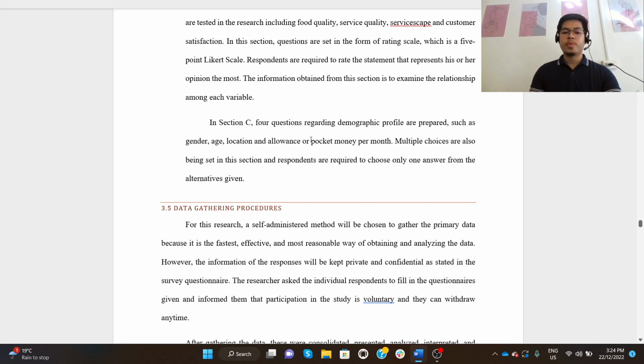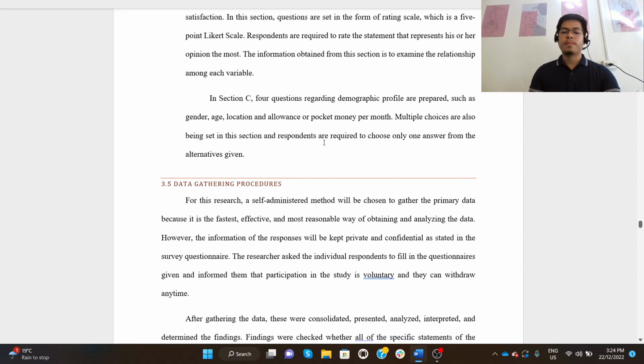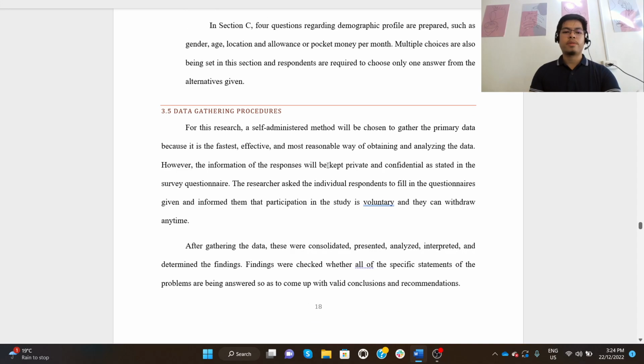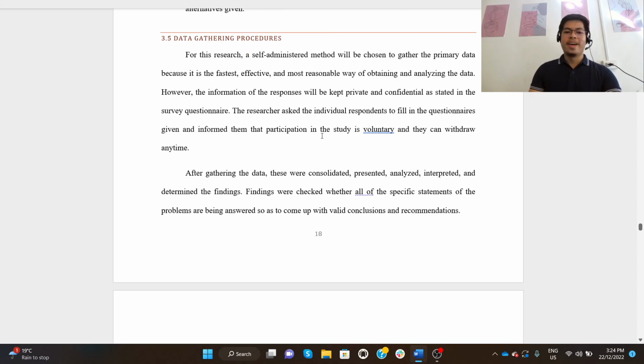And in section C, four questions regarding demographic profile are prepared, such as gender, age, location, and allowance per pocket money or pocket money per month. Also, multiple choices are set in the section and respondents are required to choose only one answer from the alternatives given. Okay, so we're almost there.